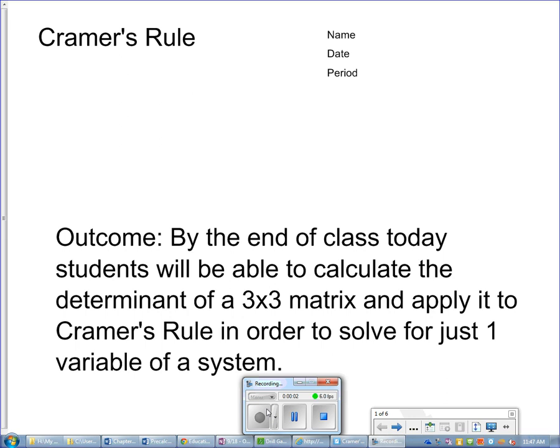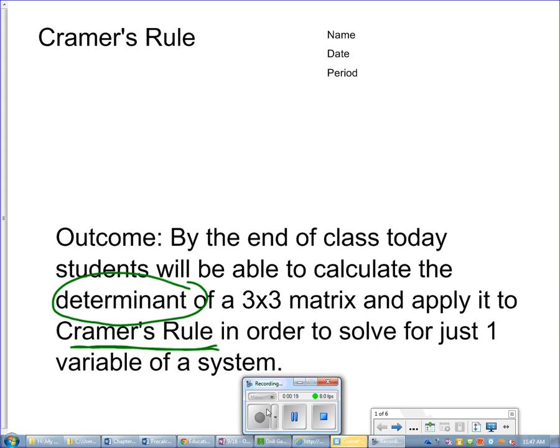The title of this set of notes is Cramer's Rule, and you're going to learn how to calculate the determinant of a matrix, which you will then use in the formula for Cramer's Rule.